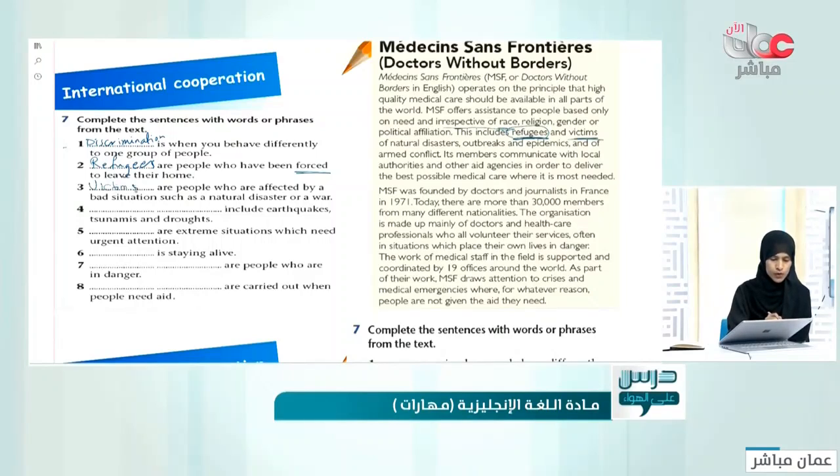So they are the people who are affected by a bad situation, such as a natural disaster or a war. Number 4 says you need 2 words here. Include, of course, that's an easy one, should be easy for you. Earthquakes, tsunamis, and droughts. Of course, we're talking about natural disasters here.